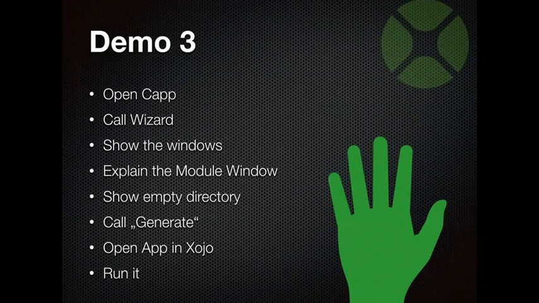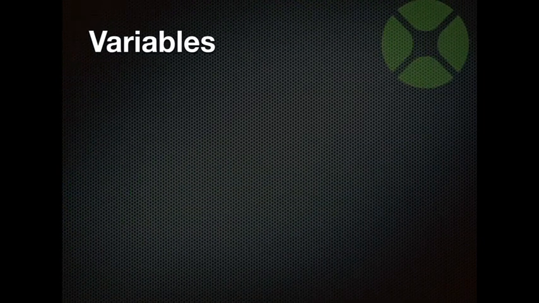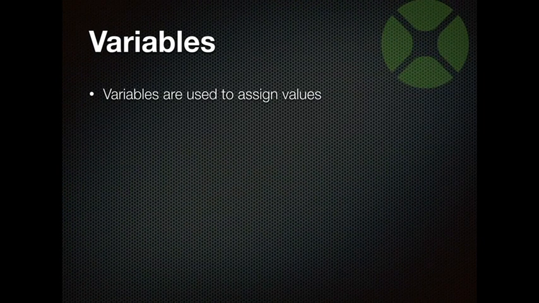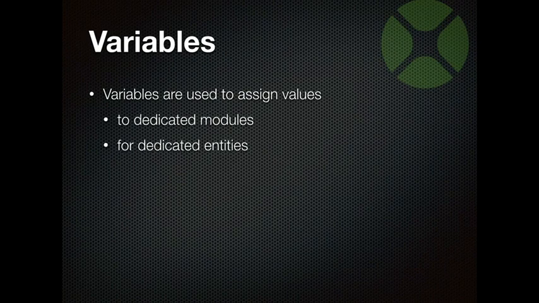So that was generated, you just saw it generating, in a Xojo app. I didn't do anything more except pressing a button. Of course, I have to control the way it's generated somehow. We use variables for that. We can assign variables to dedicated modules, or to the complete system, or to dedicated entities, whatever you want.